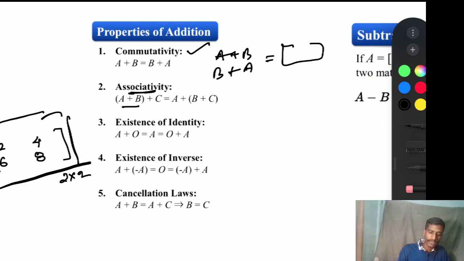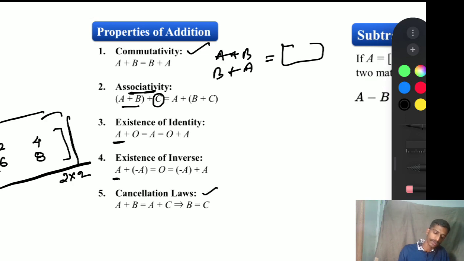If we add two matrices and after that add another matrix, we'll get the same value whichever two we add first; we will get the same matrix. Now the existence of identity: if we add a matrix with 0, then we'll get the same matrix. What is existence of inverse? If we add a matrix with the negative of another matrix, we'll get 0.